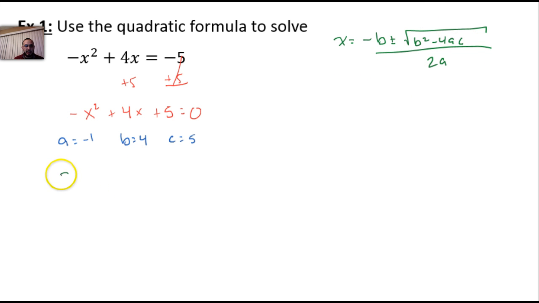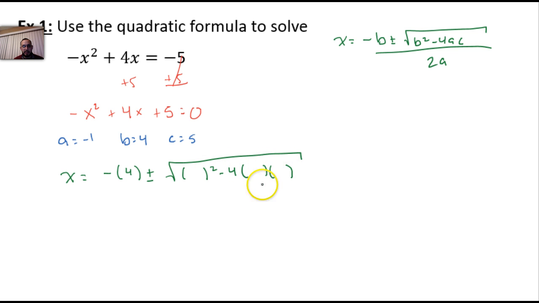We get x is equal to negative, my b value is 4, plus or minus the square root of b squared minus 4ac, all over 2a. So what I'm actually going to do is color code this so you see where all my values come from. I left just the shell of my quadratic formula, and then I'm going to plug in directly.